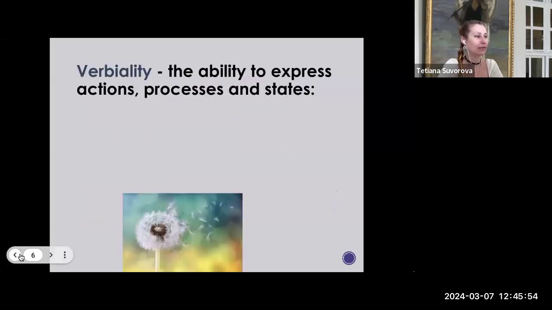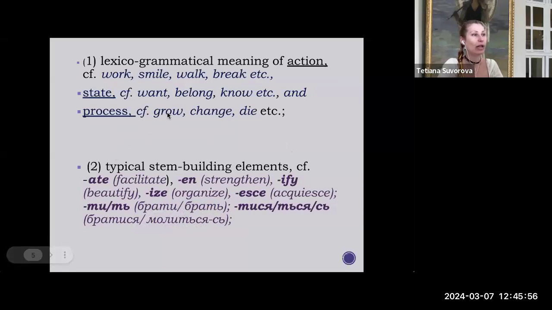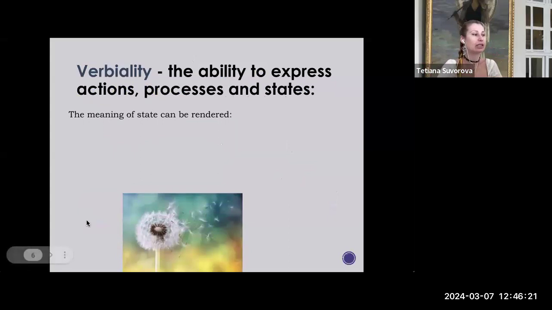So for mispronunciation, well, two processes, for example, grow, change, die, and so on. Well, and typical stem building elements, of course, here if we refer to the form, because it is the meaning, it is what is inside, and once with this meaning packed in a word, we can, of course, then see some typical elements of this word, of which it consists.